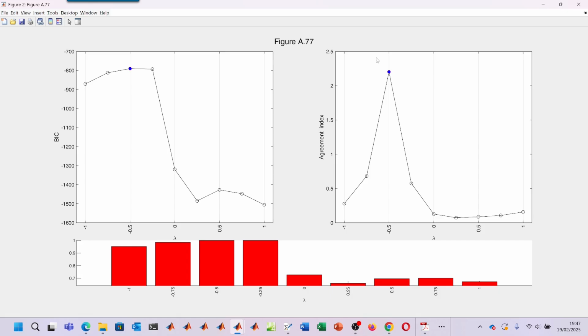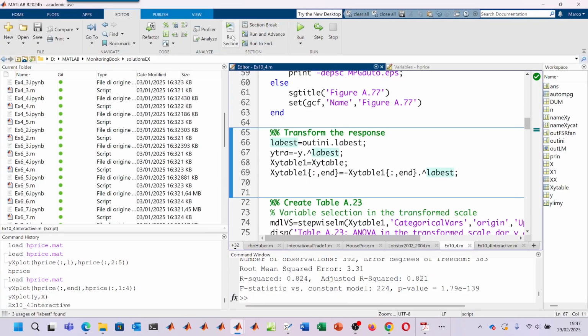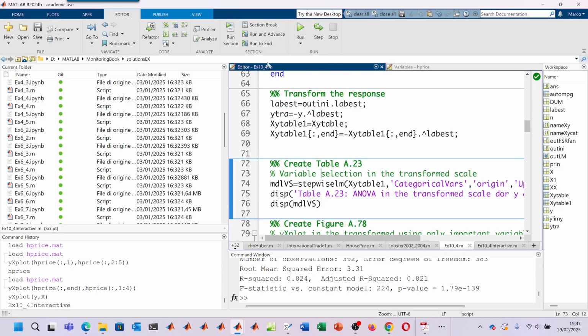This is suggested both by the BIC and by the agreement index. It is also suggested by the fact that for 0 and higher values of lambda, many outliers are found and rejected, giving these very small values of the red boxes at the bottom of the plot, starting from lambda equal to 0. Given that in this example the value of the transformation parameter was very clear, we transform the data and now we do variable selection.